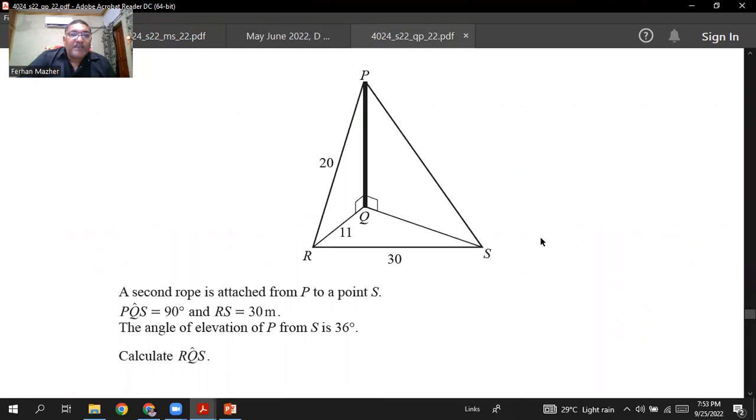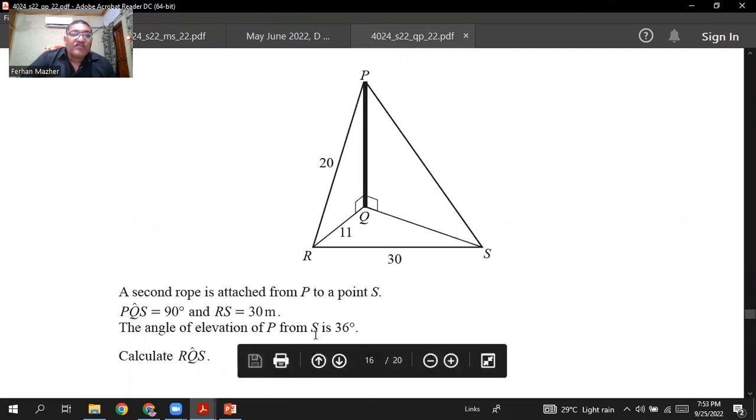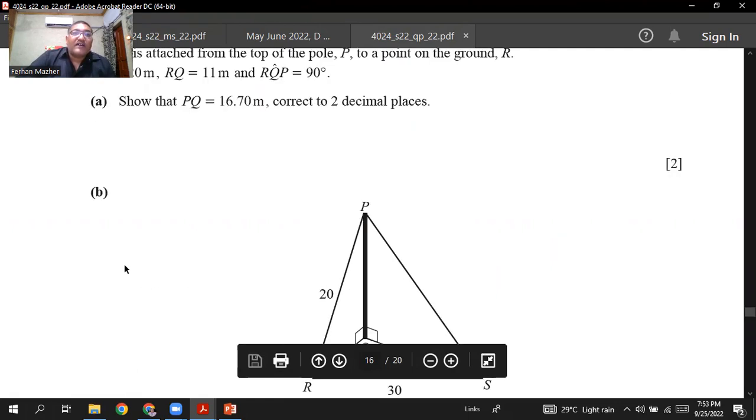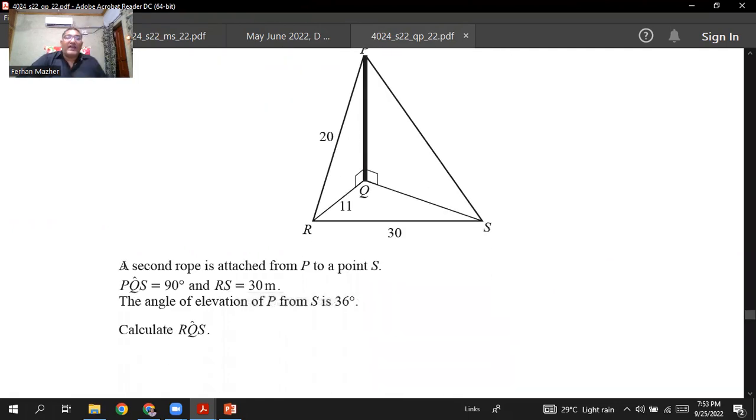Now the next question is a second rope is attached from the P to a point S. The angle PQS is 90 degree and the RS is 30 meter. The angle of elevation of the P from the S is 36. So calculate the angle RQS. Okay. So we know the PQ and their question is what is the angle RQS? They want me to find out this angle.